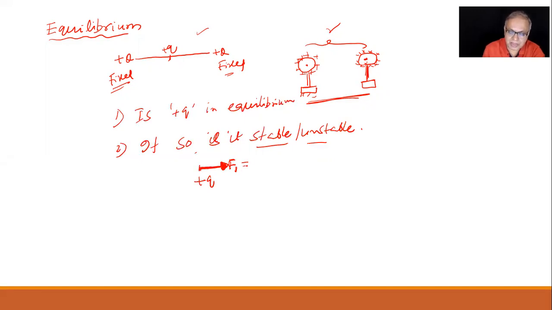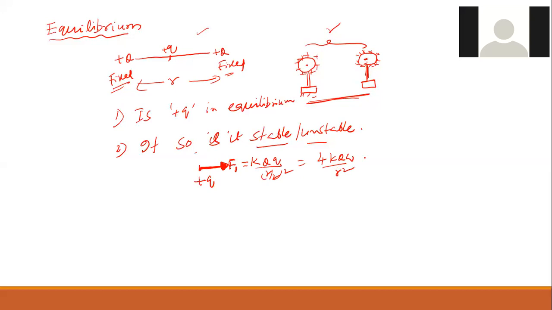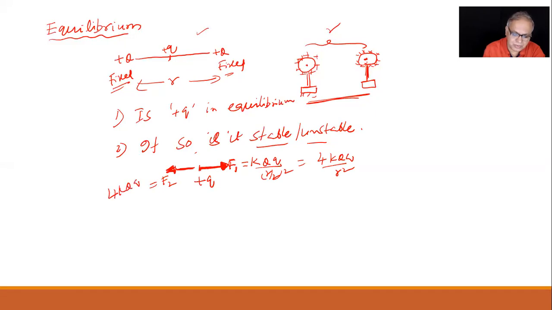How much is this, Bharat? K q into q by, if the distance between them was r, for example, r by 2 whole square. Isn't it so? So what do I get? 4k q by r square. Now similarly, this plus q will repel the same thing. So I'll put it again, F2 like this. And how much is F2? Same thing, 4k q by r square. And both are in opposite direction. The angle is 180 degrees between them.